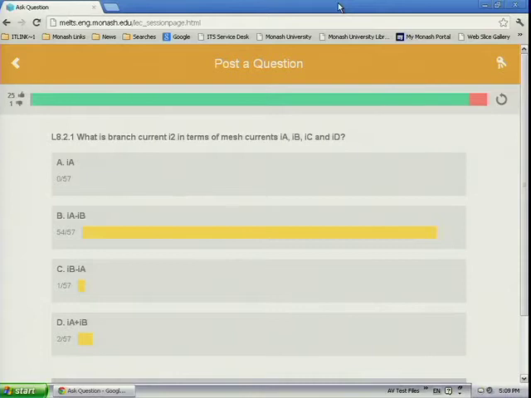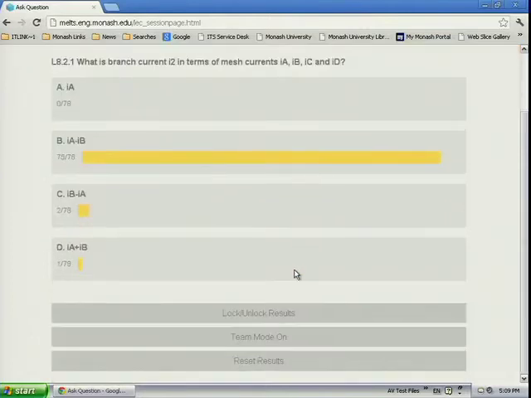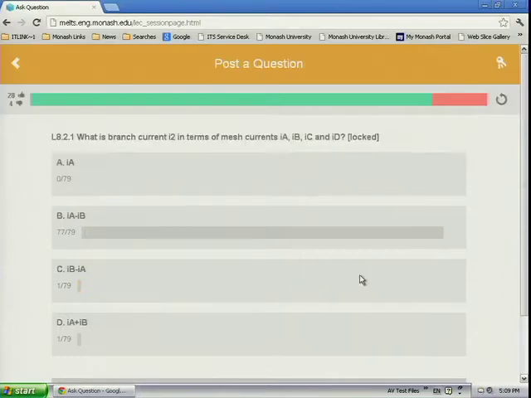All right, so 70 responses. Now, there we go. So IA minus IB, 77 out of 79. It's amazing how it jumps up at the end.